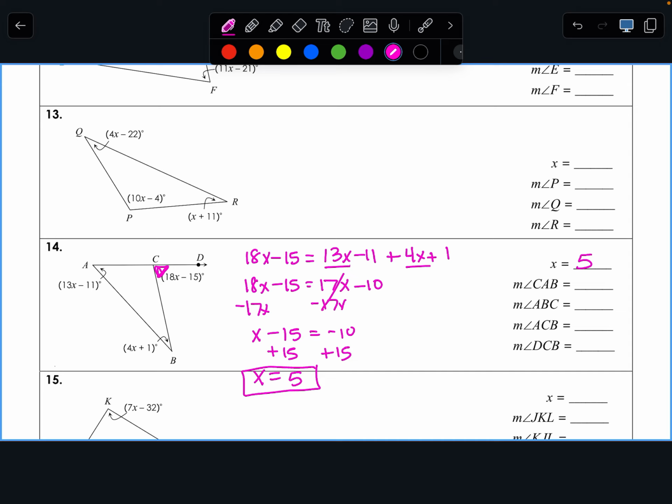So, remember that when you name an angle, you go in order of that angle. So CAB, CAB, that makes that 13x minus 11. So that's 13 times 5 minus 11. 65 minus 11, 54 degrees.